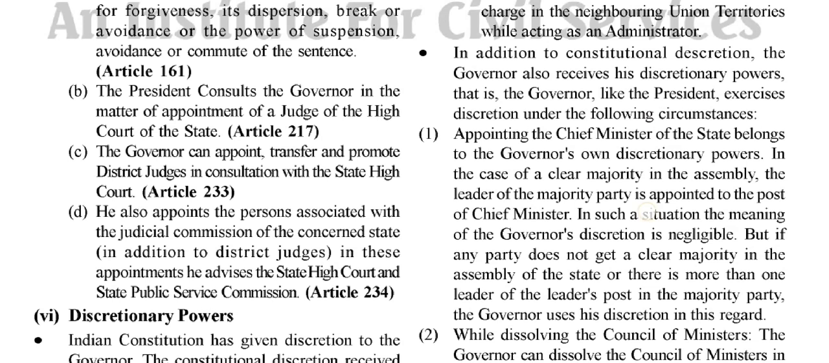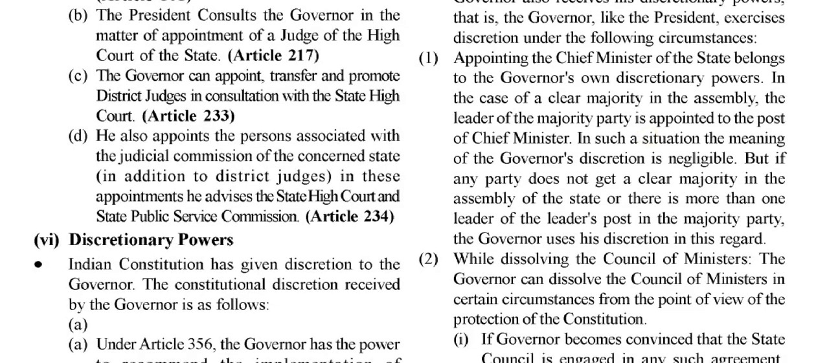In addition to constitutional discretion, the governor also has situational discretionary powers, that is, the governor, like the president, exercises discretion under the following circumstances. First, appointing the chief minister of the state belongs to the governor's own discretionary power. In the case of a clear majority in the assembly, the leader of the majority party is appointed to the post of chief minister. In such a situation, the meaning of the governor's discretion is negligible. But if any party does not get a clear majority in the assembly of the state, or there is more than one leader for the post of leader in the majority party, the governor uses his discretion in this regard.